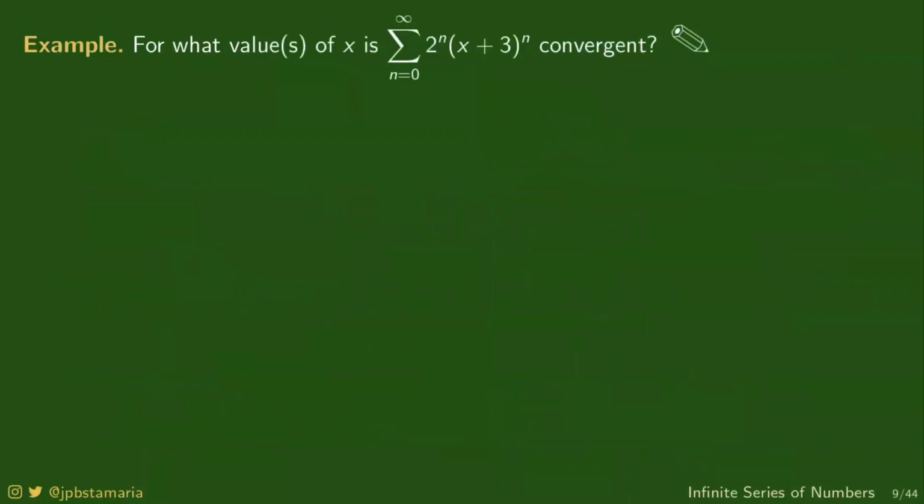O, halimbawa, ito, iibahin natin. Let's say here, I have a variable x. Now, I have the series summation 2 to the n, x plus 3 raised to n. For what values of x is this convergent? At first, it looks confusing, no? But when you come to realize, ito expression na ito is basically a geometric series.